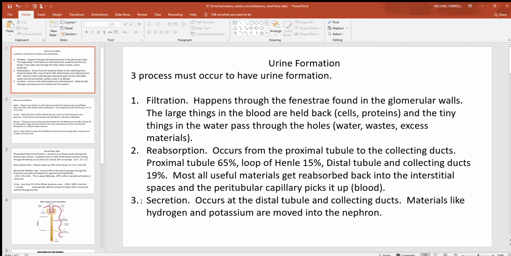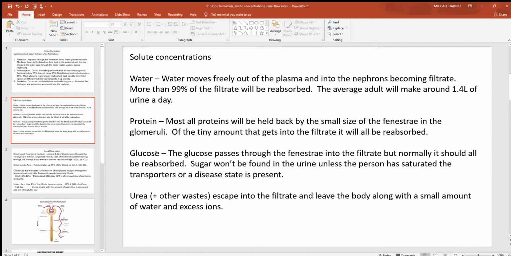Now the cells can secrete some things inside the nephron. That's the secretion part. Some things like hydrogen and potassium, but not all that much. But look at the solute concentrations that we'll have to look at. Now think about water. Now this is going to move easily through those tiny little holes in those glomeruli and into the nephrons. Again, that's what the filtrate is.